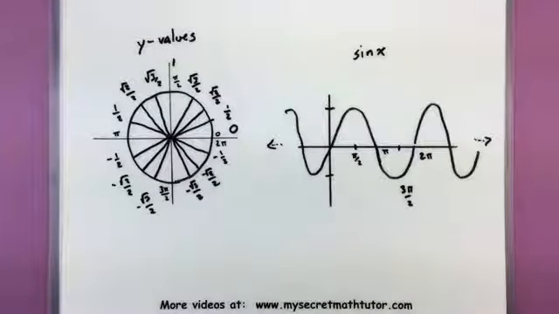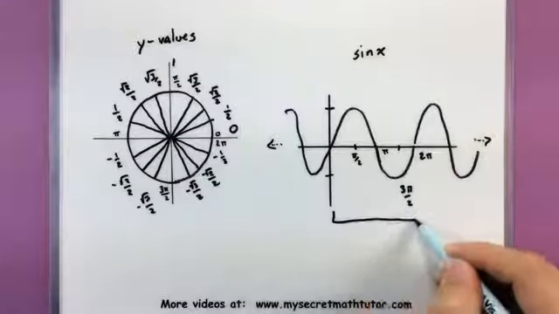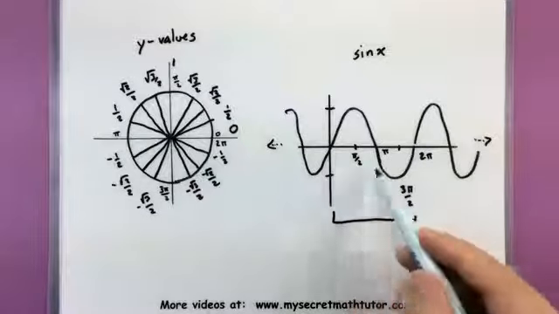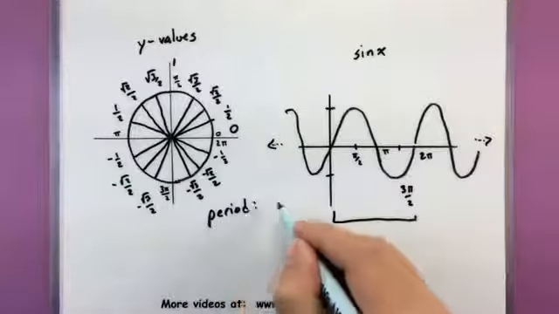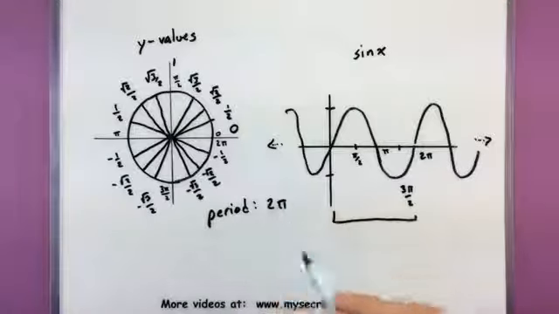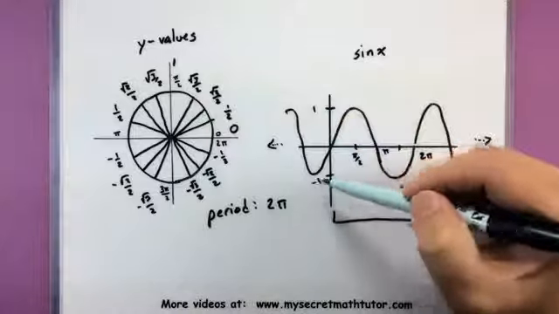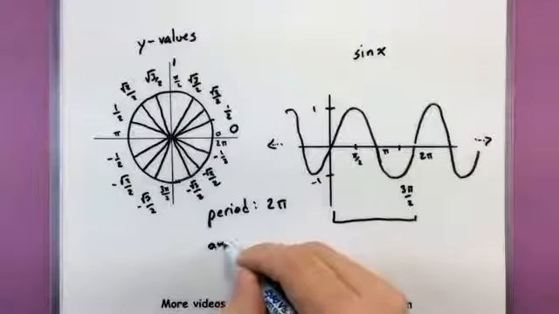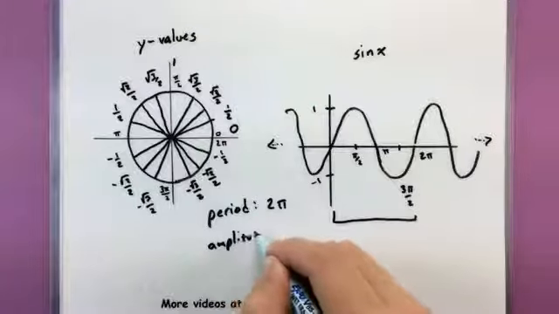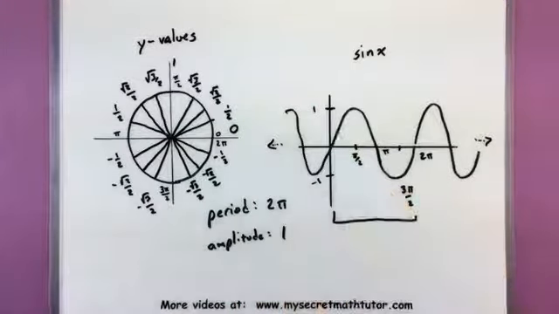All right, some other things you may want to know about sine. This repeated section right here where it makes one full cycle, this is what we call the period of the function. And for sine, the period is 2 pi. Also, the maximum and minimum value, the way we keep track of that is we call this the amplitude. So we say that the amplitude is 1, corresponding to that maximum peak.